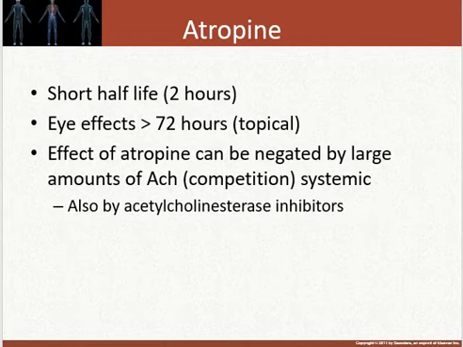The effects of atropine can be reversed by large amounts of acetylcholine, because then a competition can ensue at the receptor site. But atropine can also be reversed by supplying an acetylcholinesterase inhibitor, which would be an indirect-acting agonist.